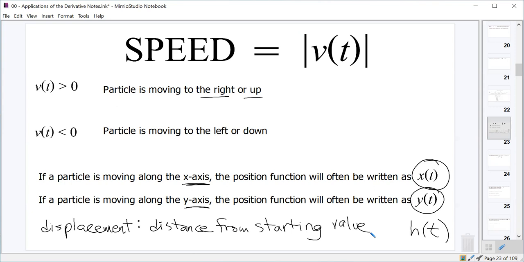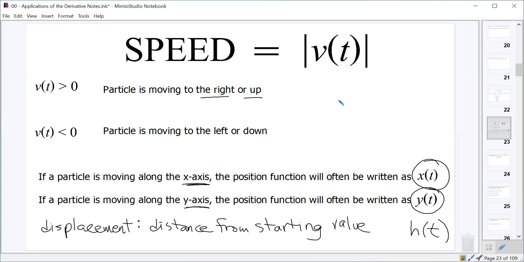Right? We might have a particle that starts here, and then moves to the right for a while, and then moves back to the left, and then moves back to the right, and ends up right where it started. It would have a displacement of 0, but its total distance traveled would be all of that distance we went from here, all the way over to here, all the way back over to here, and all the way back. So distance traveled and the displacement are two very different things.